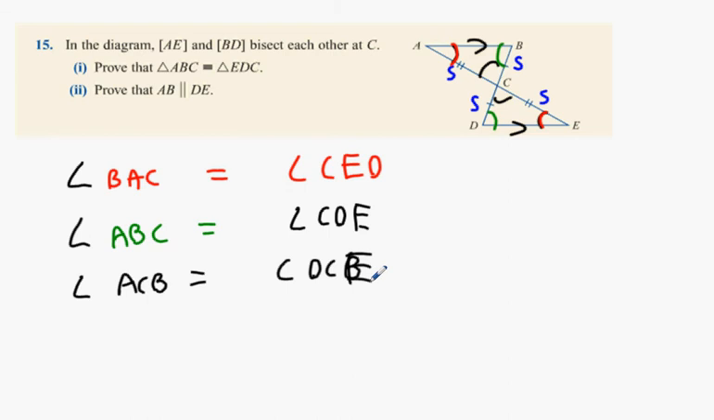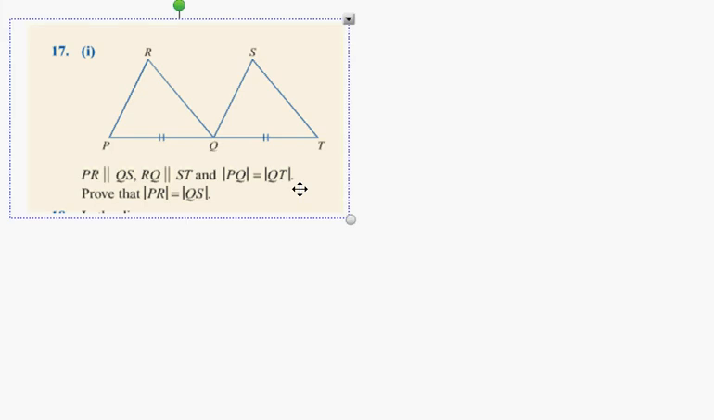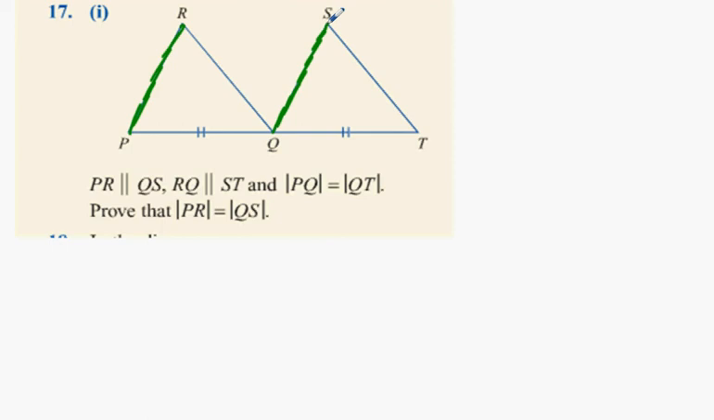Okay, moving on. How much time do I have? 5 minutes. Okay, look at question 17 as an example. I have to prove that PR is the same as QS. My goal is to prove that this one here is the same as this one there. If I prove both triangles are congruent, what will happen? They're automatically the same then, aren't they? If I can prove they're congruent. Let's prove they're congruent. So I'm going to write down both triangles separately.